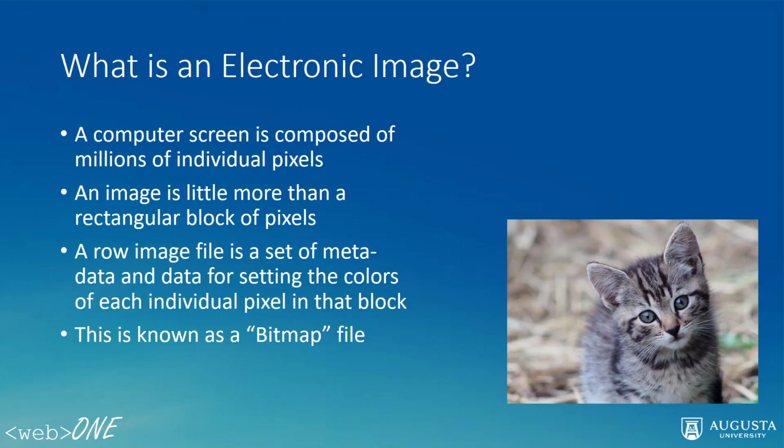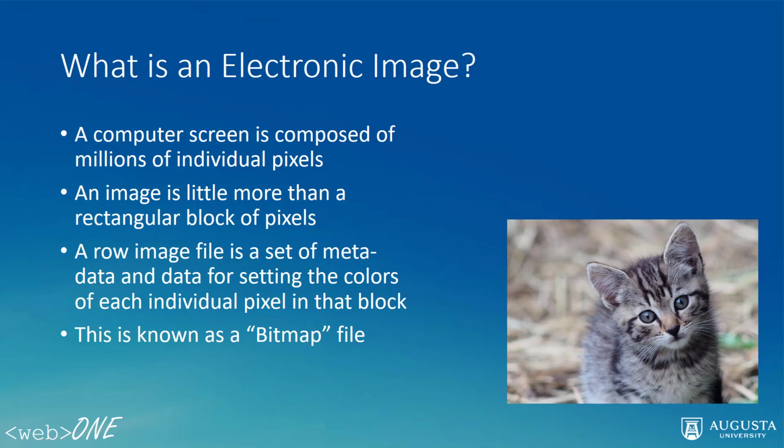At the beginning, let's answer this question. What is an electronic image? A computer screen is composed of millions of individual pixels. When you look at a computer screen up close, you'll notice tiny dots or squares. Each of these is called a pixel, short for picture element.